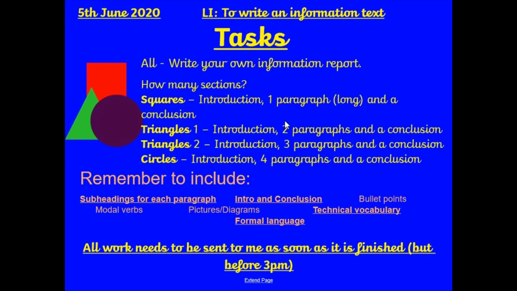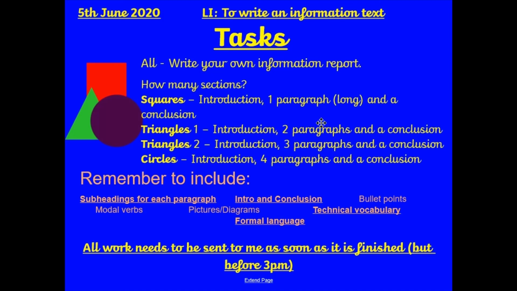Remember what you need to include. Squares, you need one long paragraph. Triangles, you need 2 or 3, depending on which group you're in, and circles, you'll need 4. And all of you will also need an introduction and a conclusion as well. Of course, if you want to write more than this, you are more than welcome to do so, but it should not be less than this. Each paragraph should be approximately 10 lines, about 10 sentences. So just keep that in mind. 2 or 3 sentences per paragraph isn't the expected amount of work here.